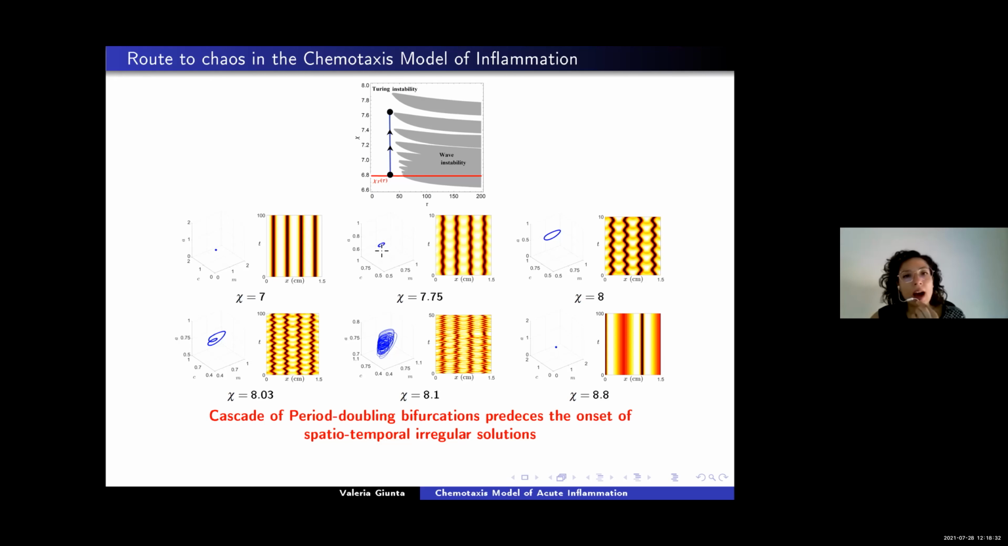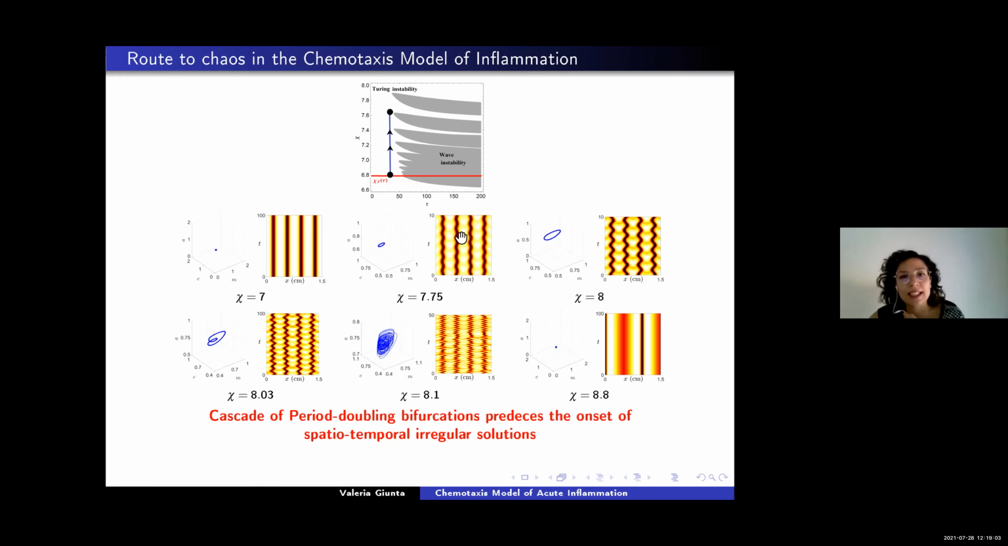We see a limit cycle which enlarges as chi is increased, then period doubling bifurcations before the onset of spatiotemporal irregular solutions. And it is interesting to observe that as chi is increased further, the solution becomes ordered again. So the system admits windows of irregular solutions immersed in ordered states.